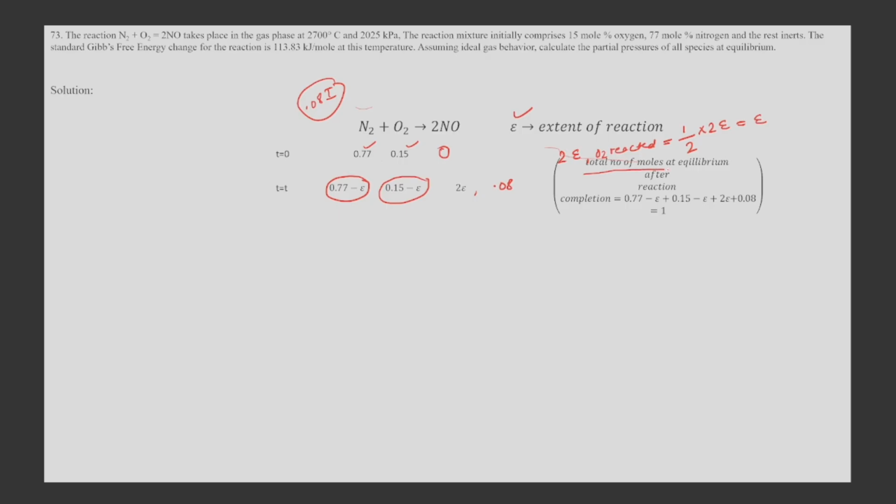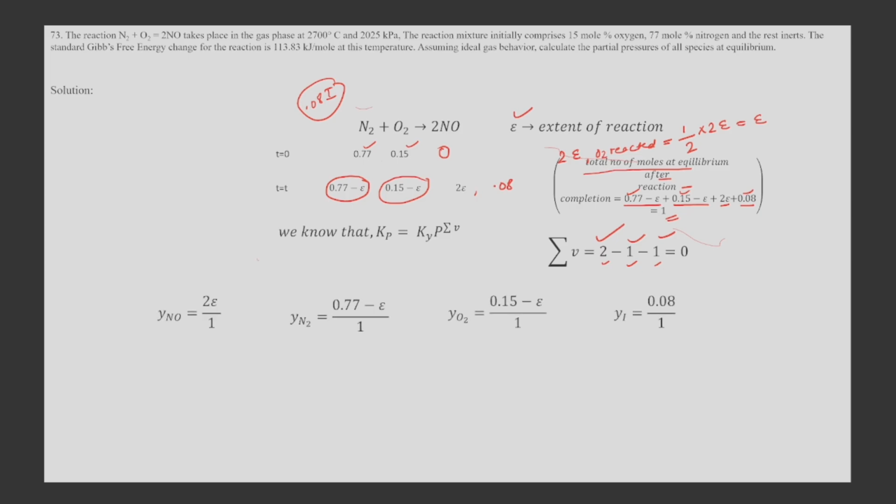Now, the total number of moles after reaction completion. So N2 moles after reaction, O2 moles after reaction, NO after reaction, inert after reaction. So this plus this will give 1, and 2E minus E minus E cancel out. So total moles will be 1, remaining the same. Now we know that Kp equal to Ky P to the power summation of nu. Summation of nu is the stoichiometric coefficients, positive for product, negative for reactant. So 2 for NO, minus 1 for O2, minus 1 for N2 is equal to 0.